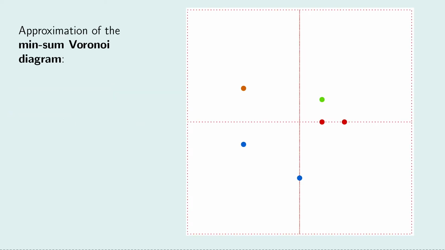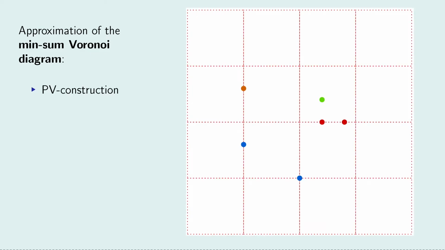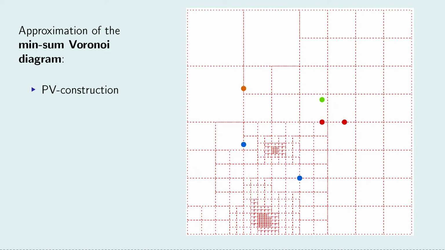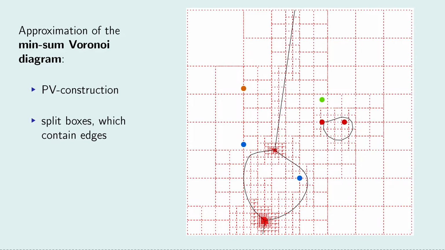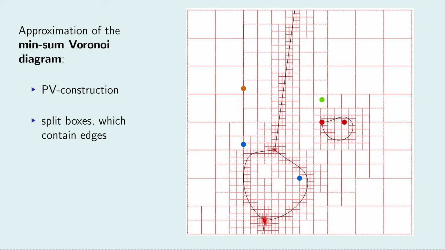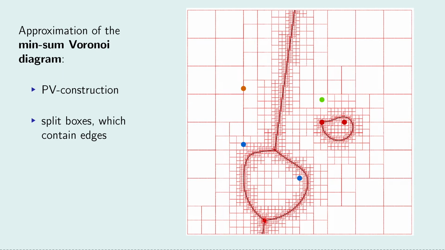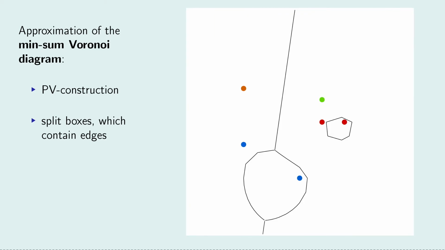Again, box subdivision can be used to derive an approximation of the min-sum Voronoi diagram. First, the boxes are split until a PV construction is possible. In a second phase, we further split all boxes which contain pieces of an edge until the approximation has epsilon Hausdorff distance to the min-sum Voronoi diagram. We again show the same animation, but this time without the underlying boxes.